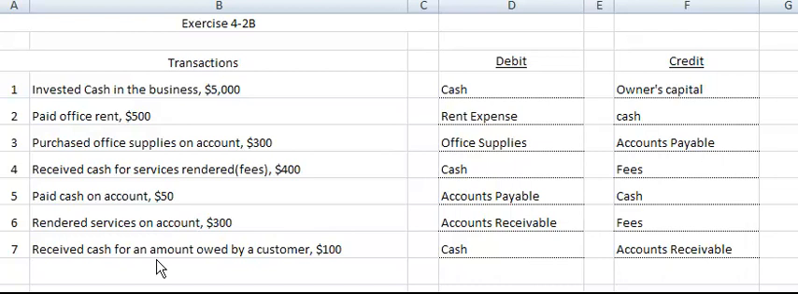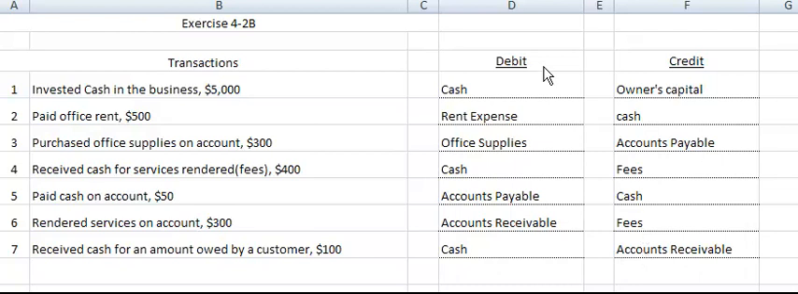Received cash for an amount owed by a customer. Okay, here they're turning around and they're paying me from transaction number 6. So they're going to pay me $100, so it's going to increase my cash, but I need to decrease my accounts receivable because where they owed me $300 here, now they're paying me $100. I need to show the balance they owe me is now $200.